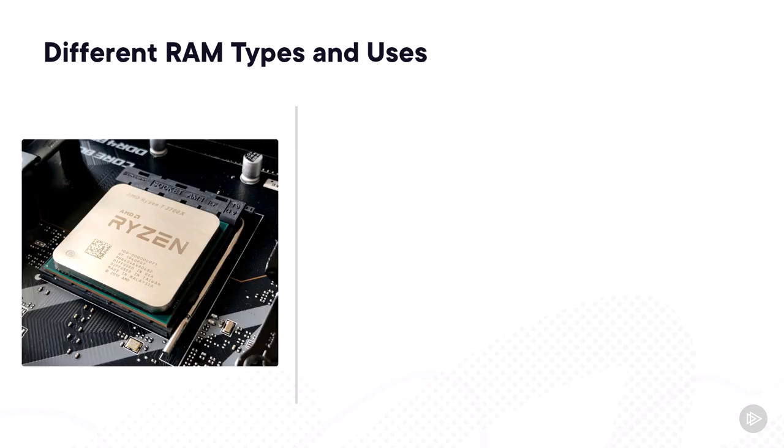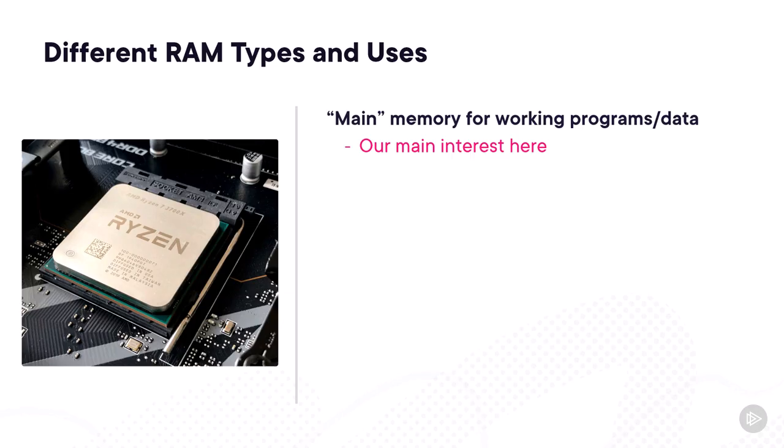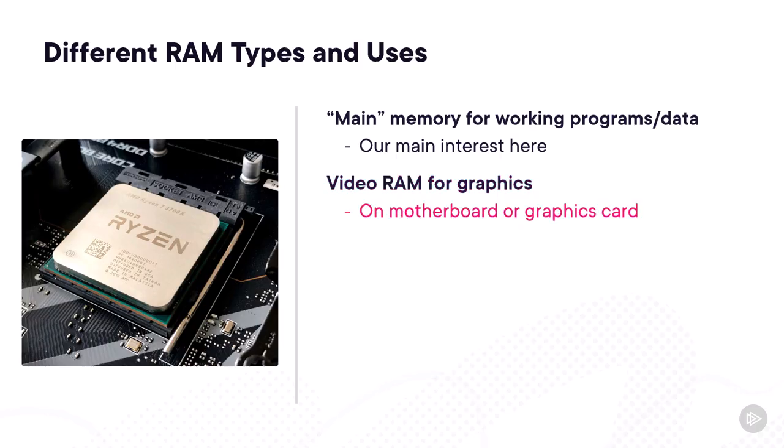So what do we use RAM for in a computer? It turns out it's not just one thing. The main use, like we were talking about a moment ago, is main memory for the currently running operating system, programs, and data files. And that's our primary concern in this module. But RAM is also used to store images to be displayed on our monitor. And that RAM may live on the motherboard or onboard our graphics card. Video RAM can also be shared with the operating system or dedicated solely for video purposes.